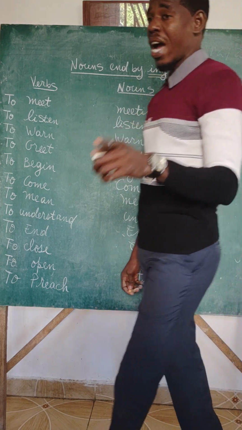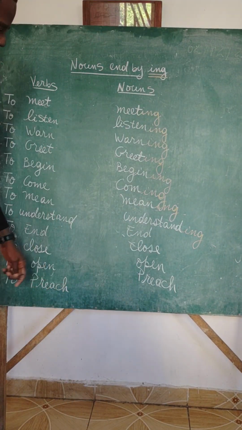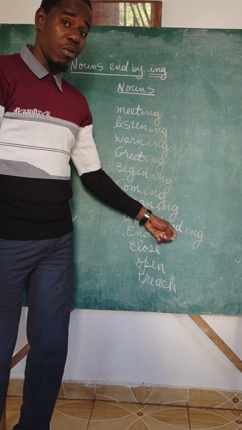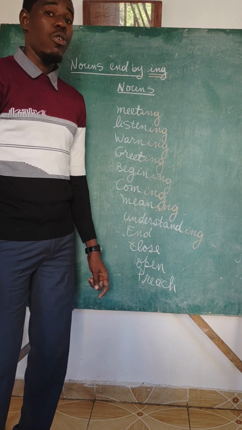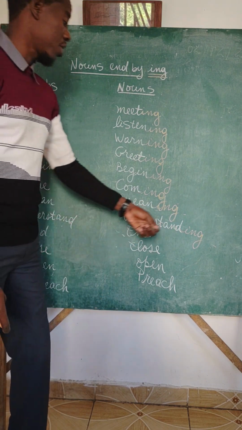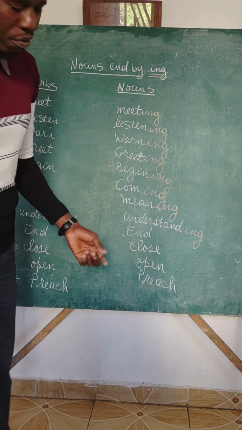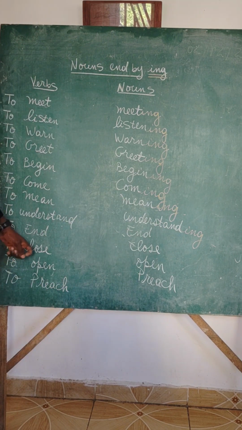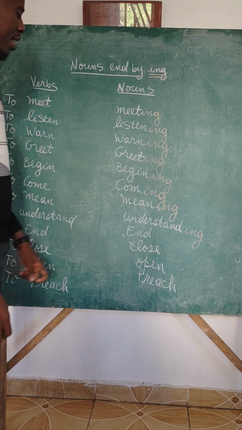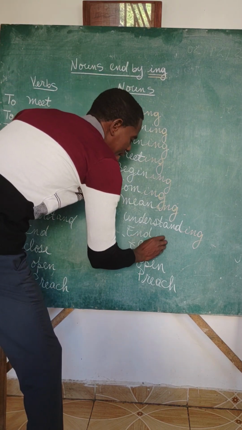Don't be wild. Don't be mean. Okay? You have to be understanding with your daughter. You have to understand her, or you have to be understanding. Understanding is comprehensible. Okay? And the next one is end, and the noun is ending.